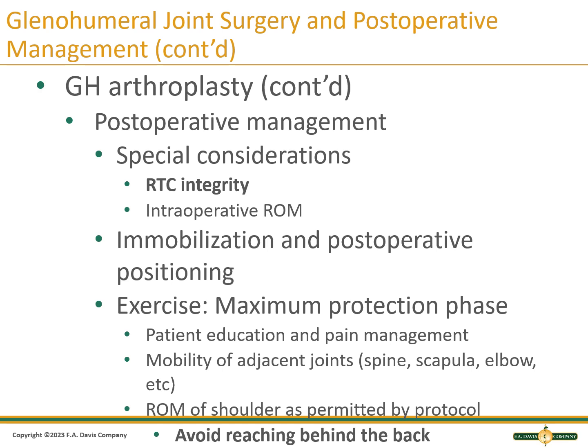Typically, they will be placed in a sling or an abductor sling, and so we need to make sure that we provide appropriate education on making sure that the shoulder is appropriately supported with that sling and with use of pillows in other positions and anytime they're not wearing the sling. During the maximum protection phase, that patient education is going to be a huge part of what we do as therapists, and we're also going to help them with pain management. We need to ensure that we are maintaining mobility of the adjacent joints, so looking at movement of the spine, the scapula, the elbow, the wrist, all of those important things. And range of motion as permitted by the protocol. We need to make sure that we're following in line with the protocol and strongly educating our patients on avoiding reaching behind the back.